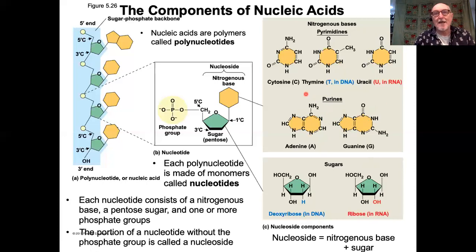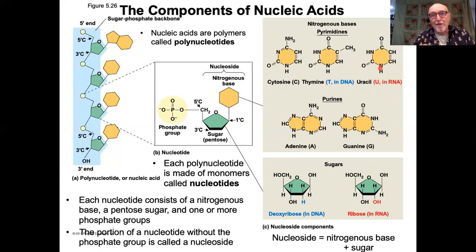So in DNA we use cytosine, thymine, adenine, and guanine. But in RNA, there is no thymine. And instead, a very similar molecule is substituted, and that is uracil. So in RNA, as soon as you see uracil, you know you're dealing with RNA, right? So RNA has the following. It has adenine, guanine, cytosine, and uracil.